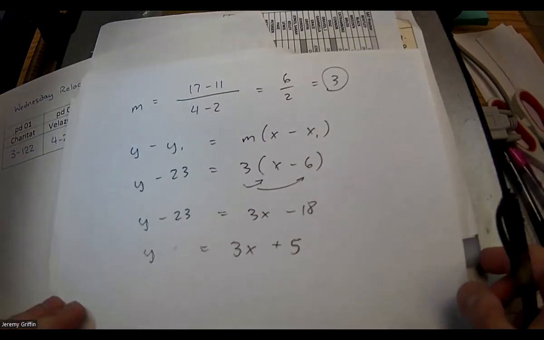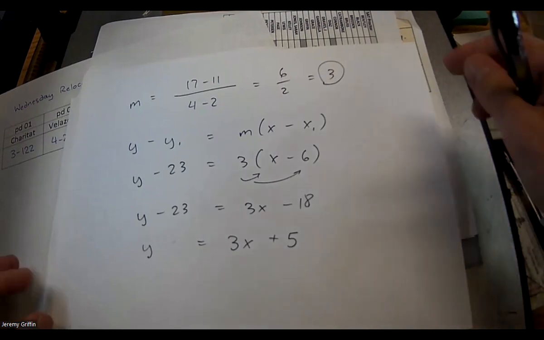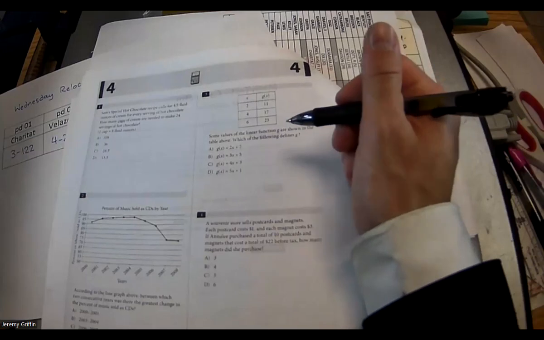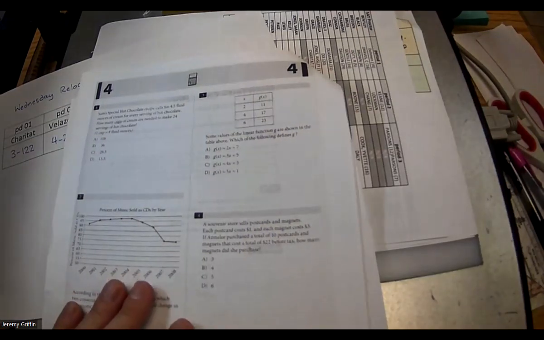Okay, so that's a methodical way to do it. But there's probably a faster way. And I think the faster way would be just to go through their answer choices one by one and plug in points and see if they work.